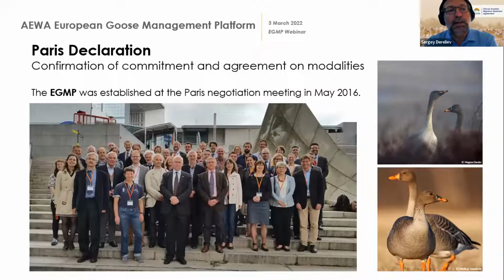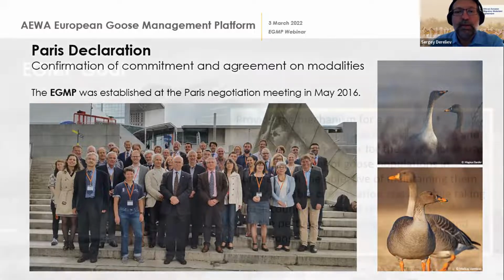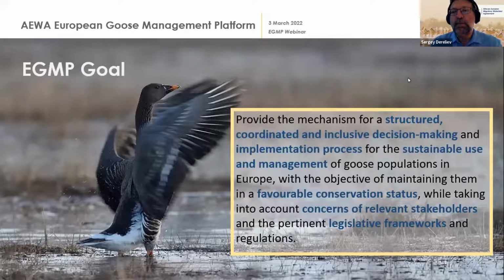This happened at the Paris meeting, which was convened in May 2016 by the UNEP AEWA Secretariat and was attended by nearly all participating range states at this point in time. At this meeting, the countries reconfirmed their commitment to establish such a program and also agreed on the modalities which were proposed by the Secretariat. At that meeting, we also agreed on the goal of the EGMP, which is summarized in this text box here.